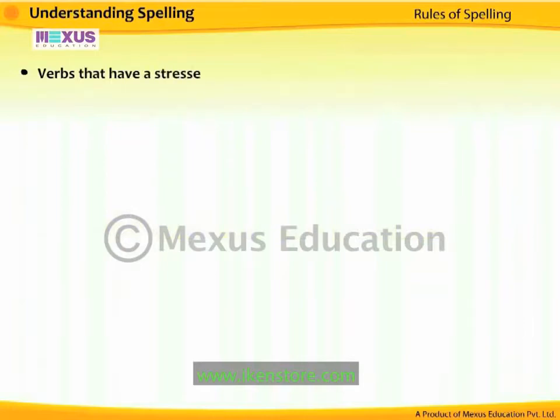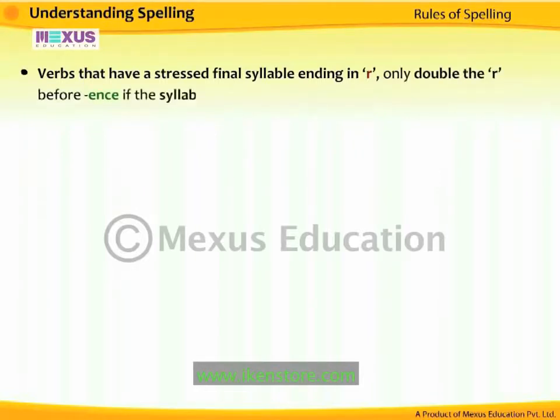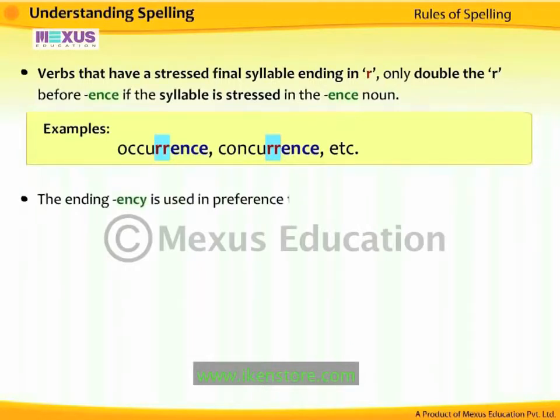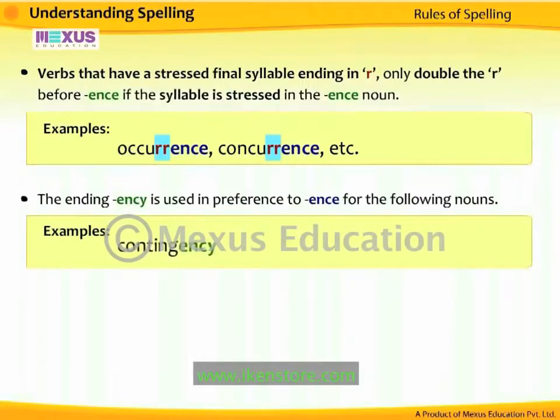Verbs that have a stressed final syllable ending in R only double the R before ENCE if the syllable is stressed in the ENCE noun. For example, occurrence and concurrence have double R since the last syllable is stressed in each noun. The ending ENCY is used in preference to ENCE for the following nouns. Examples: contingency, consistency, efficiency, etc.